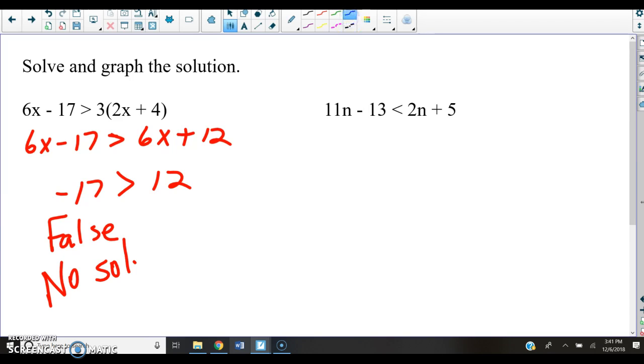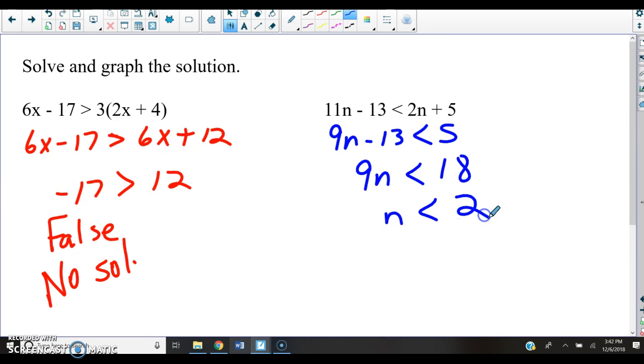On this one, when we solve it, if we subtract 2n from both sides, we'd have 9n minus 13 is less than 5. Add 13 to both sides. Okay, we haven't divided by a negative at all. And now when we divide by a positive 9, it's positive, so there's no reason to switch the direction of the inequality. So it's just numbers less than 2.